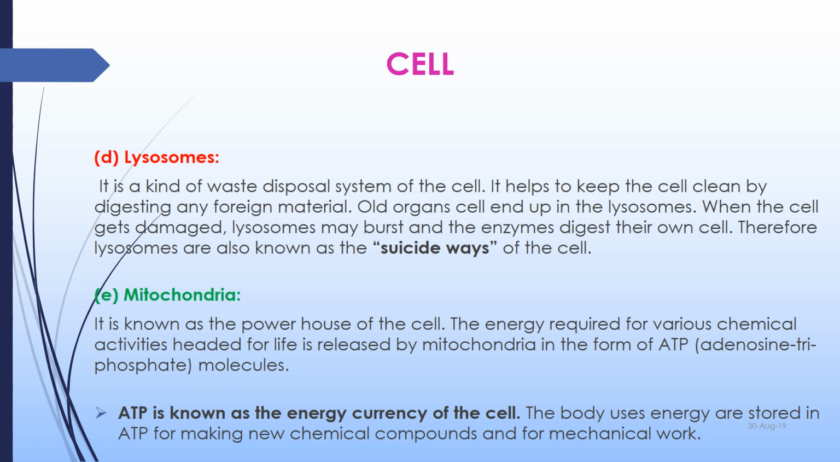E. Mitochondria. It is known as the powerhouse of the cell. The energy required for various chemical activities needed for life is released by mitochondria in the form of ATP, adenosine triphosphate, molecules. ATP is known as the energy currency of the cell. The body uses energy stored in ATP for making new chemical compounds and for mechanical work.